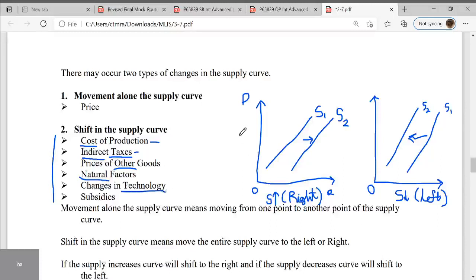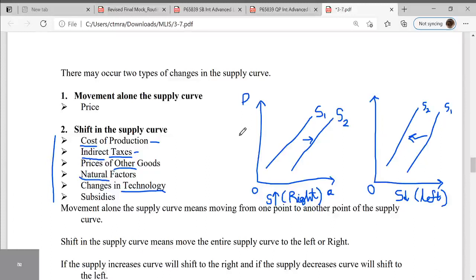Okay, next we have change in technology. Day by day the technology is changing. We are bringing out more machineries, more technology, robots, and everything. So all these will be leading to an increase in the supply.